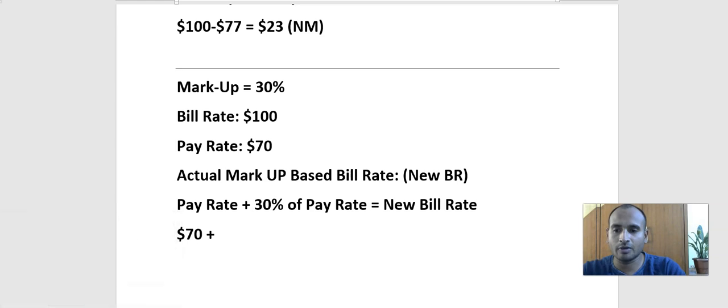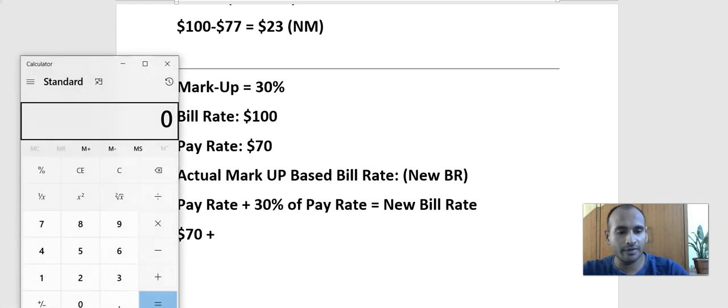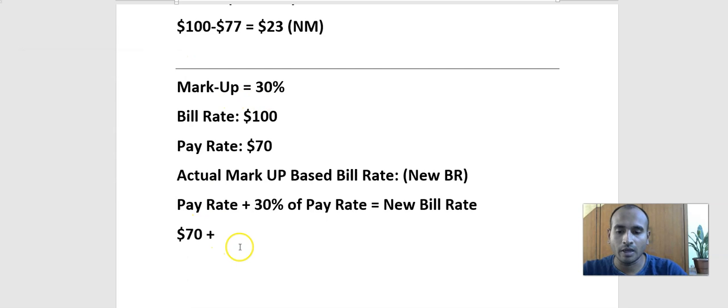Let's have a calculator. $70 into 30% is $21. Now you're going to add 21. So what is the new bill rate? The new bill rate is 91. So now if you are working on this markup engagement, you should not be submitting the candidate at 100, but you should be submitting the candidate at 91.